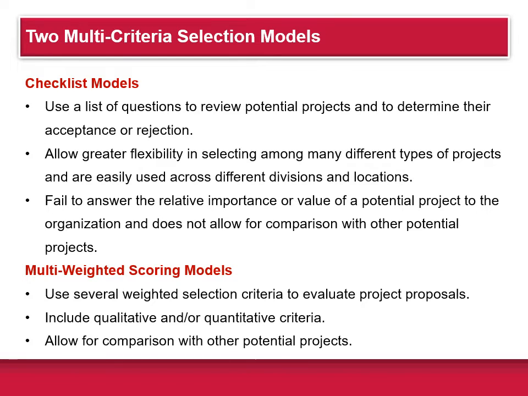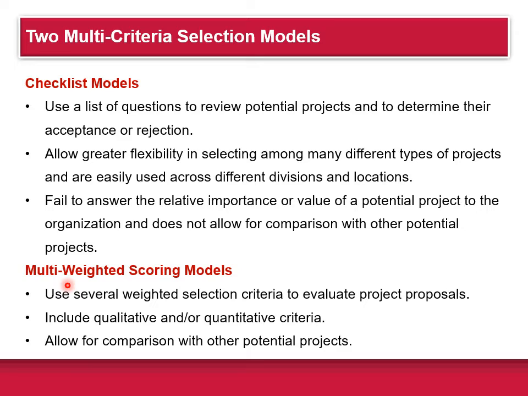Let's talk about two examples of multi-criteria selection models that are out there. The first is what's called a checklist model. It uses a list of questions like in the previous slide to review potential projects and determine their acceptance or rejection. The advantage of it is it allows for great flexibility in selecting among different types of projects and is easy to use across different divisions and locations. The disadvantage is it fails to answer the relative importance or value of a potential project to the organization, and it's not easy to compare different projects. So that's some of the disadvantages of the checklist model.